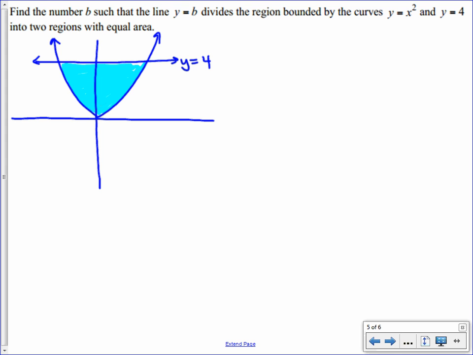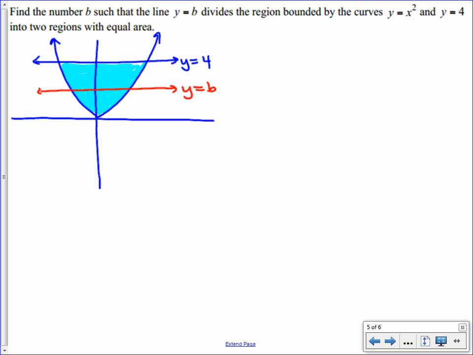Okay, so y equals b. That's just some horizontal line, we don't know where, that's going to divide it into two equal regions. You have to set two integrals equal to each other and solve. Say that louder. We have to set two integrals equal to each other and solve.